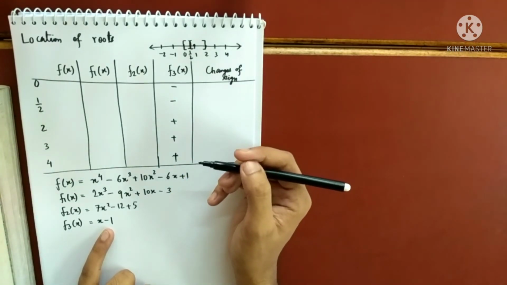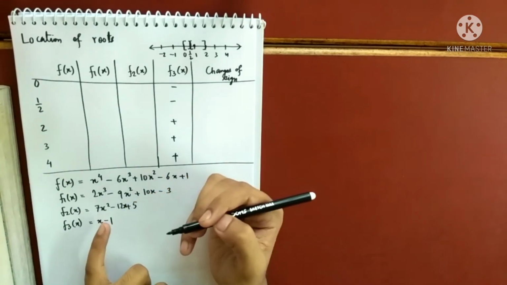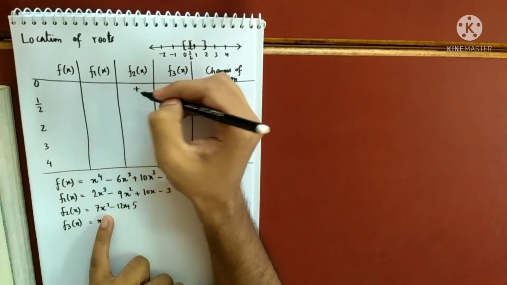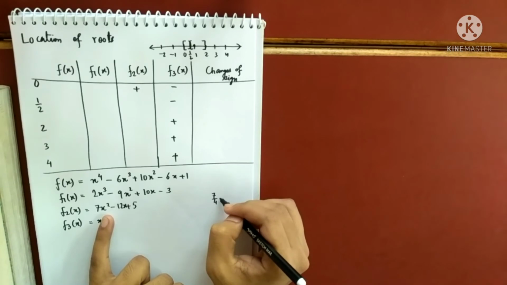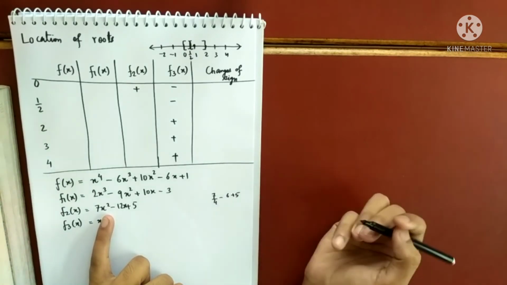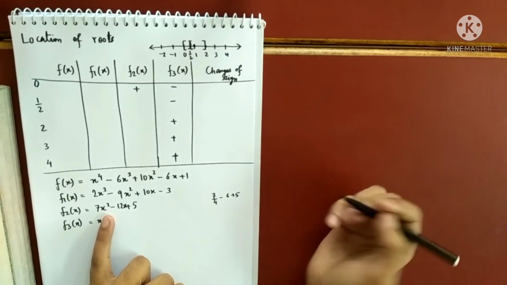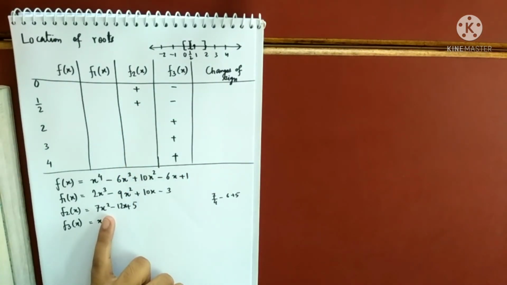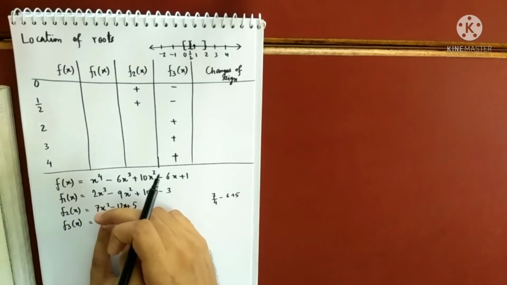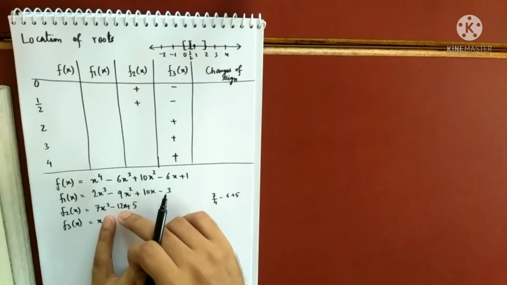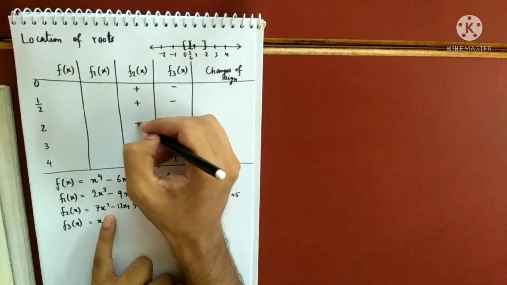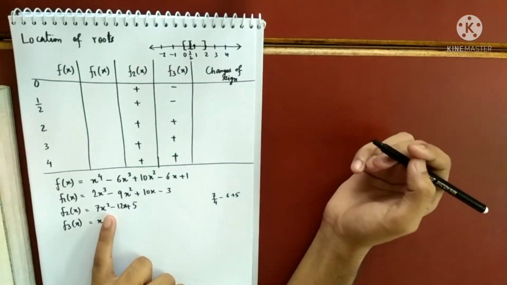Now let's determine the sign of f2(x). So it is 12x. When I'm putting 0, it is plus. When I'm putting half, 7 into half square, that means 7 by 4, 12 into half is 6, plus 5. This is positive. At half it is positive. And at 2, 3, 4 it will be positive, because this will become a big quantity. You may check: 2 square is 4, 28 minus 24. Yes, definitely. So plus, plus, plus.